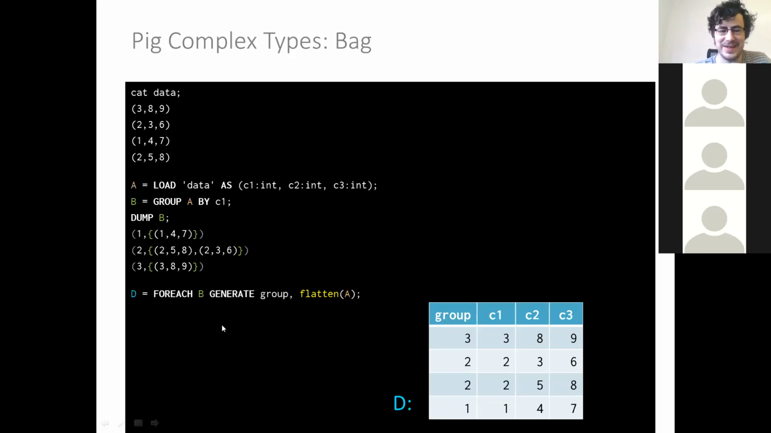I should mention that these examples are just to demonstrate as minimalistically as possible how flatten works. This is not something you would probably use in a real script, but I just want to show what flatten does conceptually. And then we dump and we see that our relation looks like this.